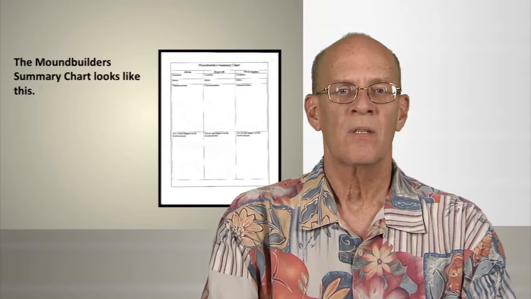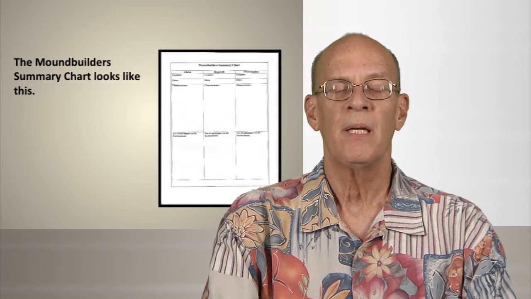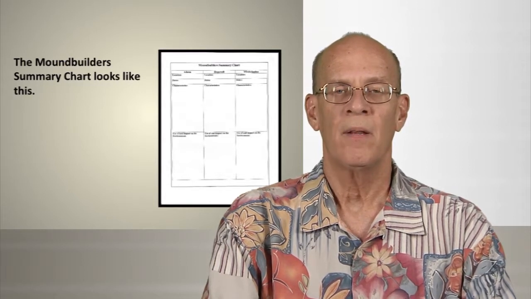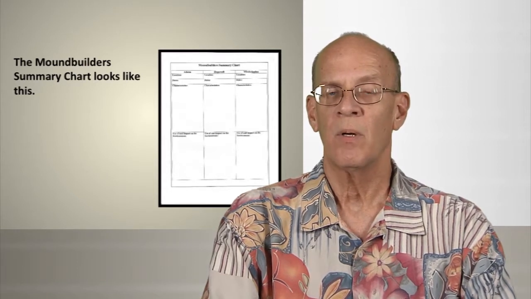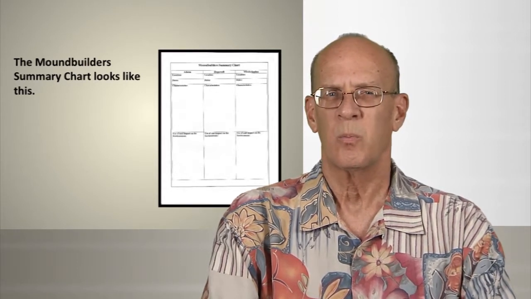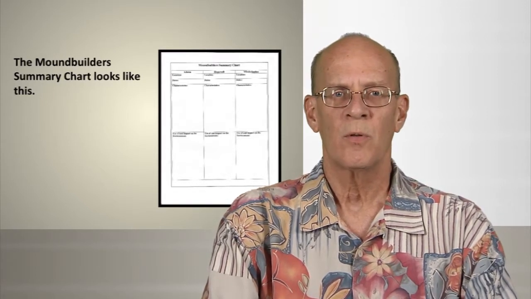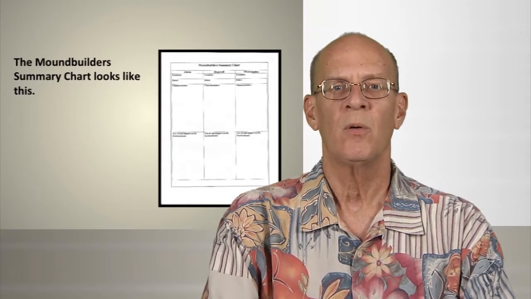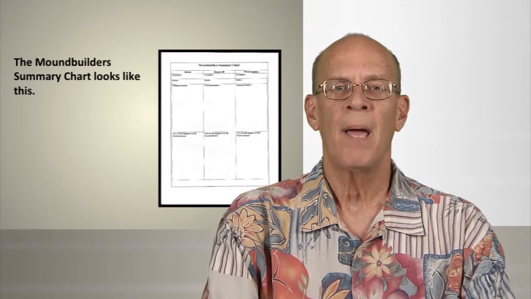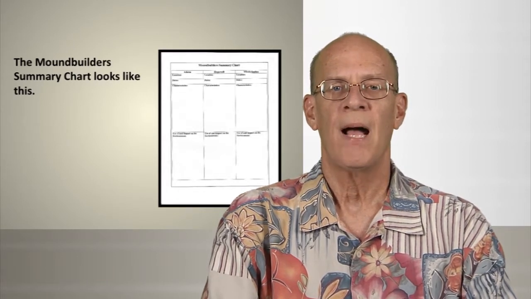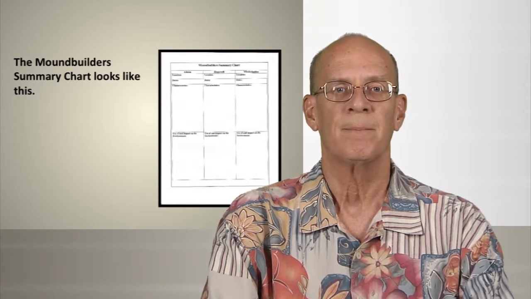The summary chart looks like this. It asks the students, beneath each one of the 3 Moundbuilder cultures, to tell where they were located, what were the dates for that culture, and what were some of the characteristics of that culture. For instance, what did their mounds look like? What did they use for tools? What kind of artwork did they do? And it also asks them in the bottom boxes what was their impact on the environment in terms of how did they use it for growing crops, fishing, etc.